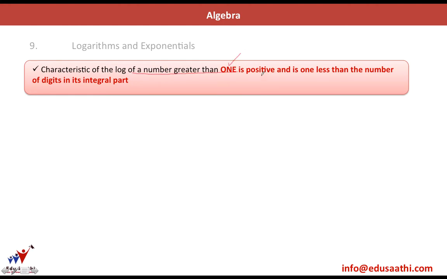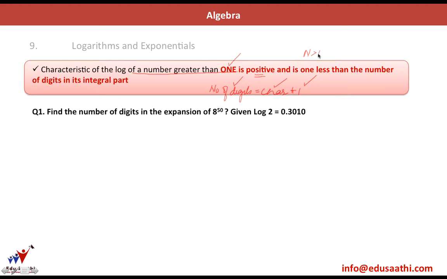So this number characteristic would come out to be positive, and the number of digits that I'll be calculating would be equal to whatever the value of characteristic that I get plus 1, because the number of digits is 1 more than the characteristic of the number if the number is greater than 1. So let's look at the question.